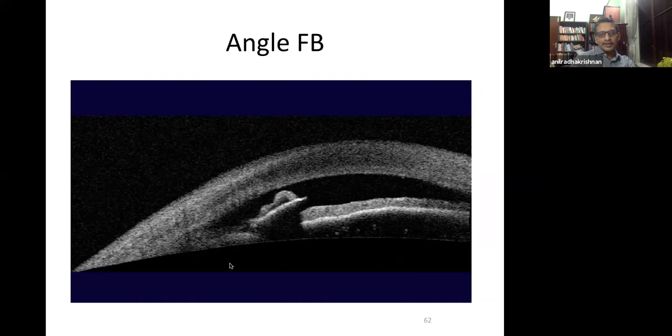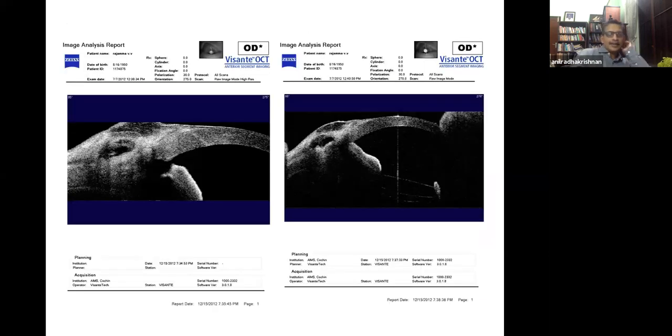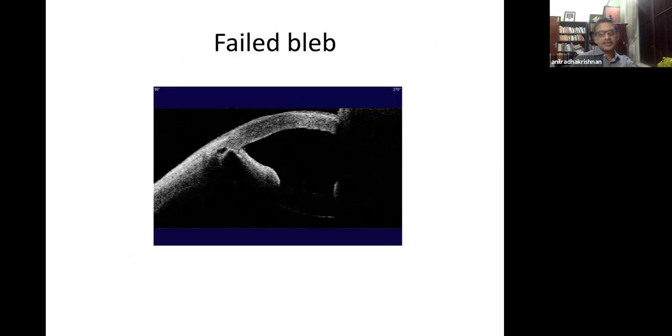Angle foreign bodies, metallic foreign bodies sometimes cause severe shadowing and can give rise to an appearance like this, as if the iris is split. In glaucoma, it is useful to measure the bleb. Actually, the multicystic blebs can really be measured, and that is an indicator of the efficiency of the trabeculectomy surgery that you have done. So this is a patient who is having a multicystic bleb. You can see the elevation of the bleb and multicystic spaces.